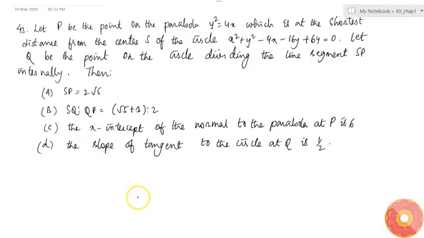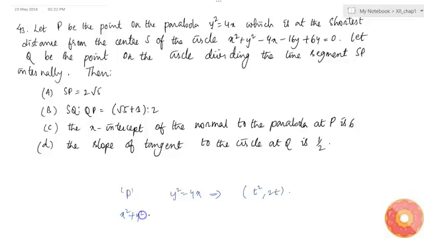In this question, we are given a point P. It is given that it is on the parabola y square is equal to 4x. So from this we get that the given point will be in the form of, let's say, t square comma 2t. This is how the given point P will be, and it is said that this is the only point having the shortest distance from the center of the circle.